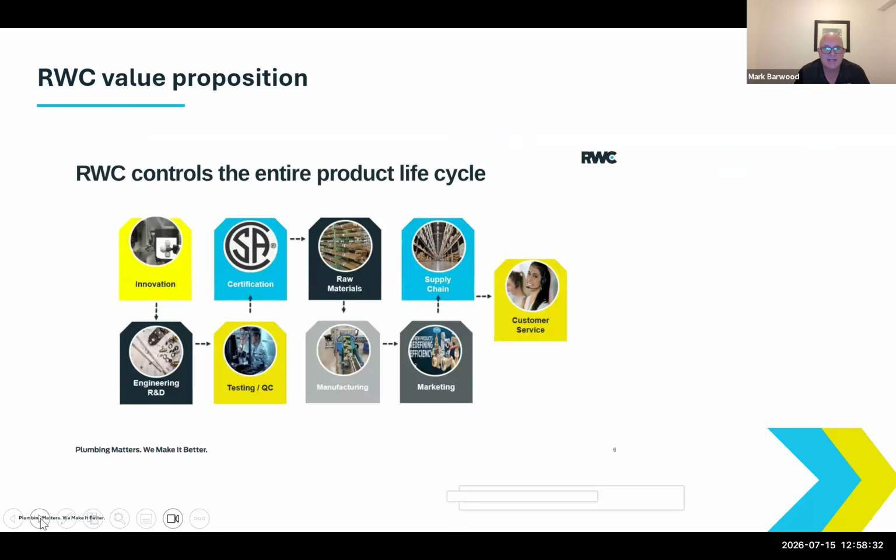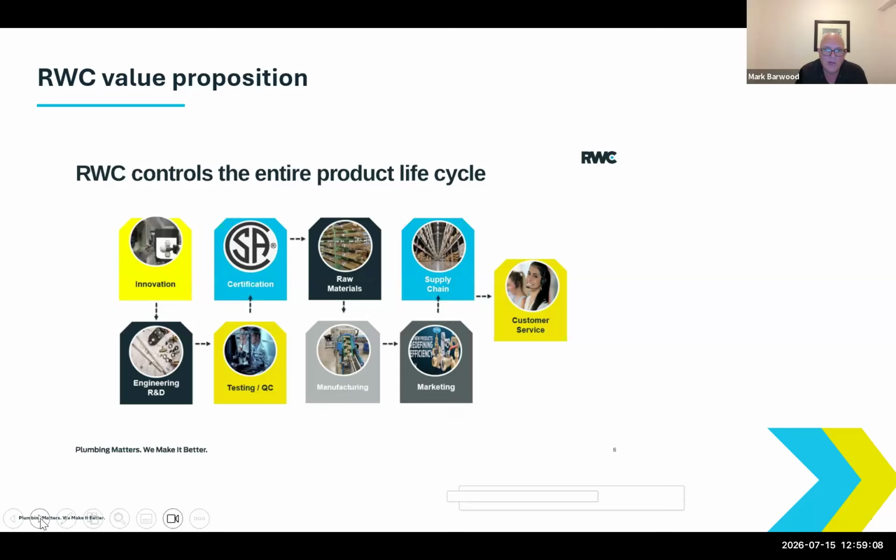Just quickly, RWC, our value proposition is we control the complete life cycle of our product. Over 50% of what we currently sell in North America today is manufactured in Cullman, Alabama, in our own facility. And we've just very recently opened a factory in Monterrey, Mexico. Our goal is that within the next 5 years, 75% of what we sell in North America is going to be made in North America. That's what we're shooting for right now.